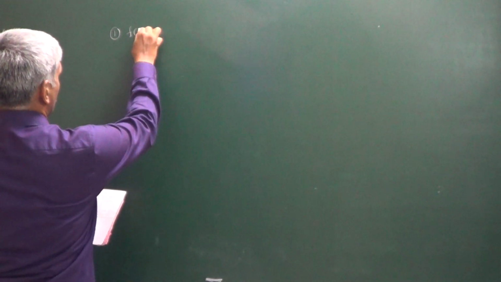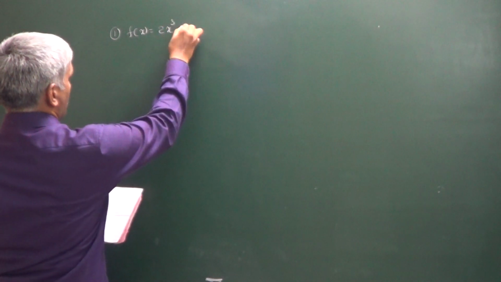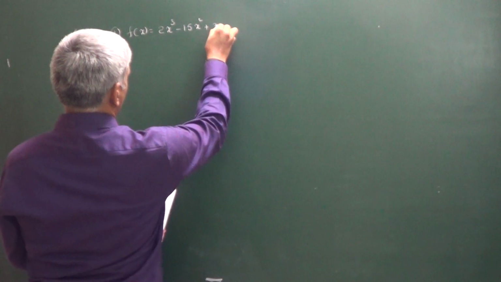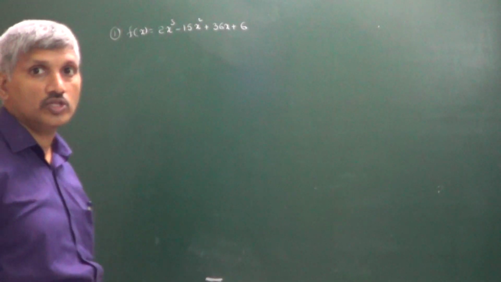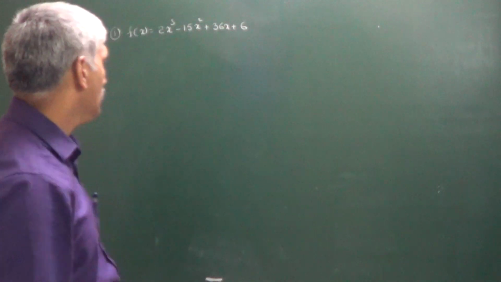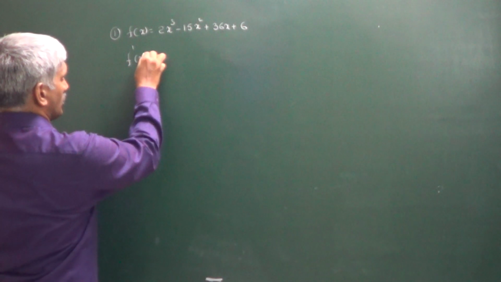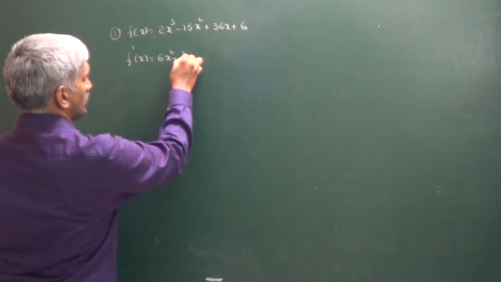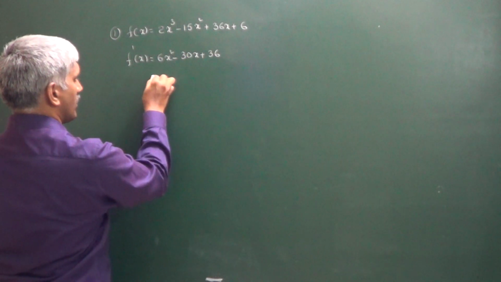The first question is given as f of x is equal to 2x cube minus 15x square plus 36x plus 6. We have to draw the graph for this function. So find f dash of x. f dash of x is equal to 6x square minus 30x plus 36. That is f dash of x.